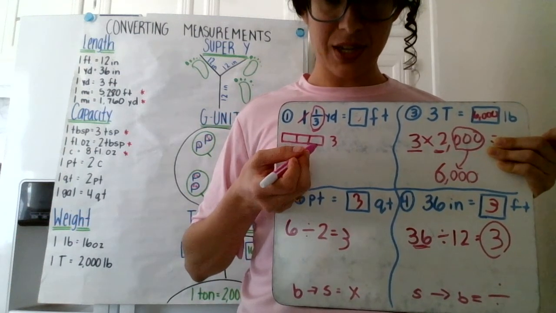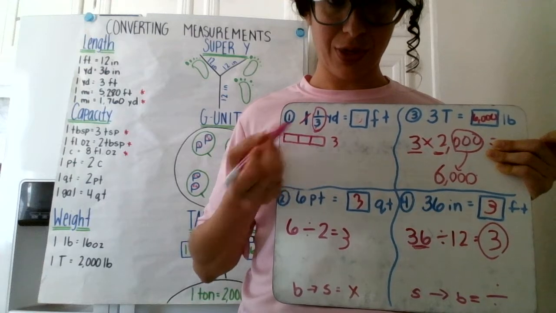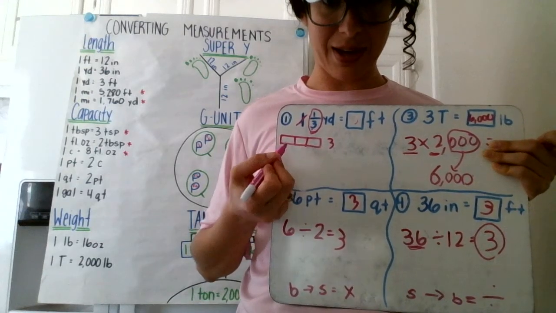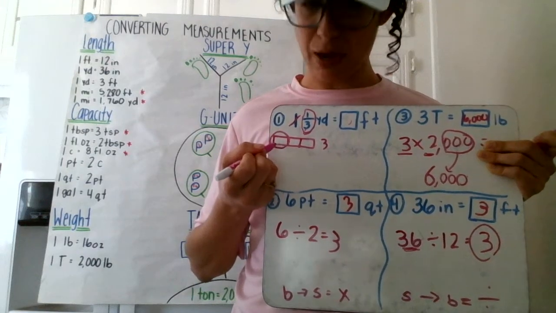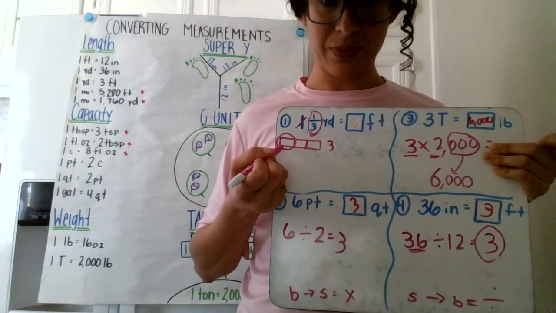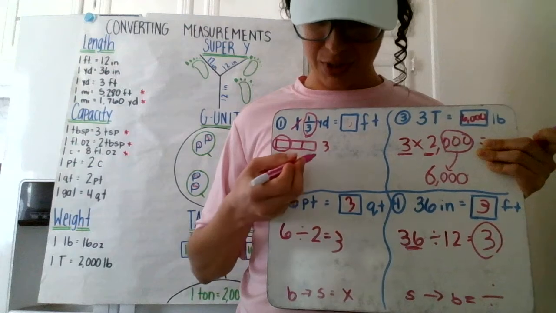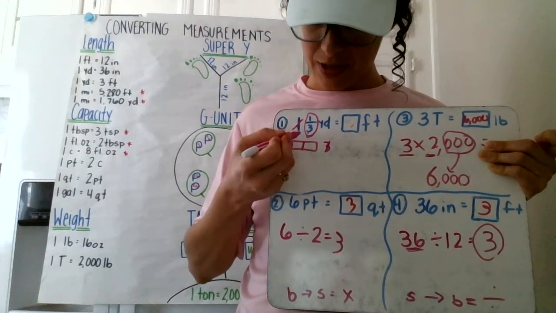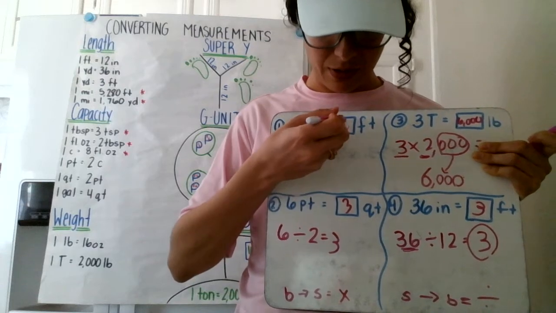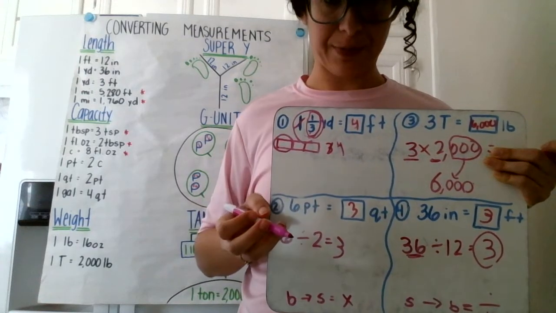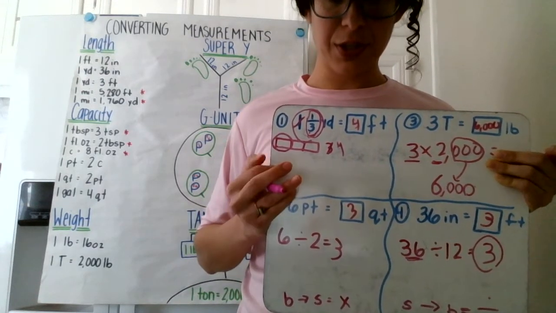Here's a yard and it's cut into thirds. So 1/3 of it is going to be how many feet? 1. So instead of my answer being 3 feet, my answer for this whole thing is going to be 4 feet. Okay, so there's your review.